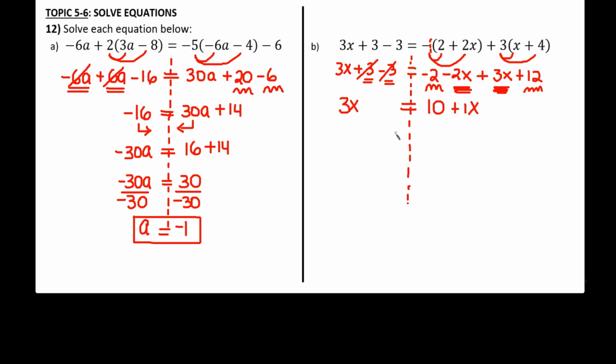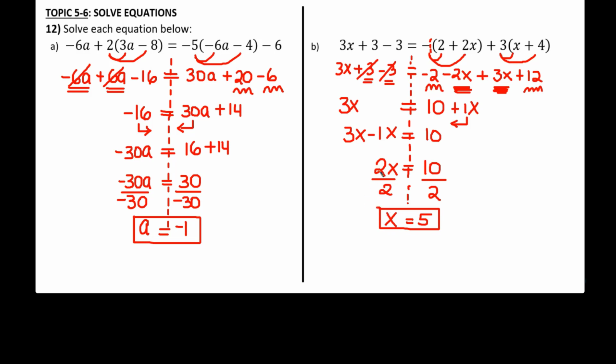Now it's time to move the numbers. 3x has a letter, so it stays. The 10 does not have a letter, so it's on the right side, so we just bring it down. And the 1x has a letter, so it needs to move, becomes negative 1x. Now we're going to combine the terms again, so 3 minus 1 is 2x. And the 10, there's nothing I can do, so we bring it down. Now to get the x alone, we're going to divide both sides by 2. X equals 5. And there we go. That's the answer for our equation.